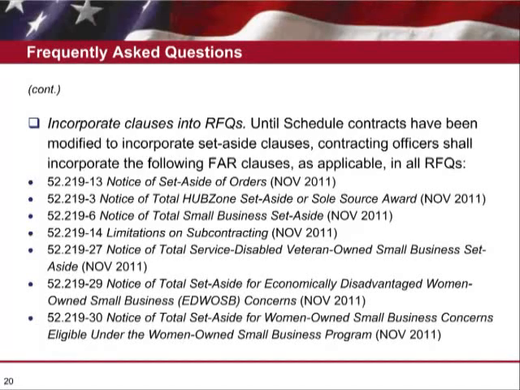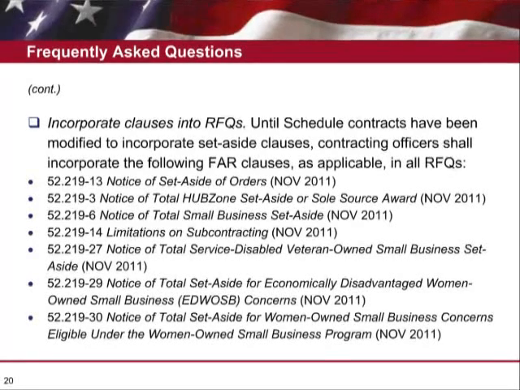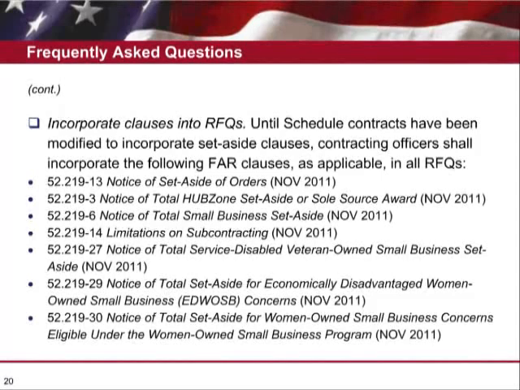So in the meantime, if a CO wants to set aside an order or BPA, they need to make sure that their RFQ includes the applicable FAR clauses. And all the ones that could possibly apply are the ones listed on your screen. The only new one is 52.219-13. That was the only new clause created by the interim rule, but all the other ones existed, but they were rewritten to make them apply to orders also. Before, the prescription of the clauses and the clause language itself only applied to contracts, but now language is included to make these clauses apply to orders that are set aside.